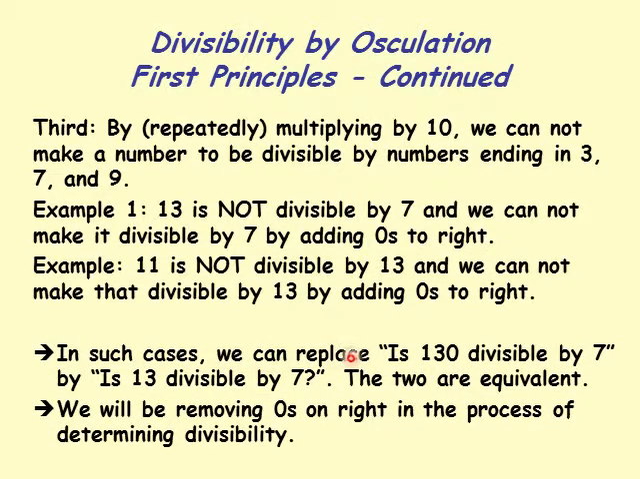In such cases, we can replace "is 130 divisible by 7?" by "is 13 divisible by 7?" The two are equivalent. We will be removing zeros on the right. That means we will be dividing by 10 by discarding zeros on the right in the process of determining divisibility.